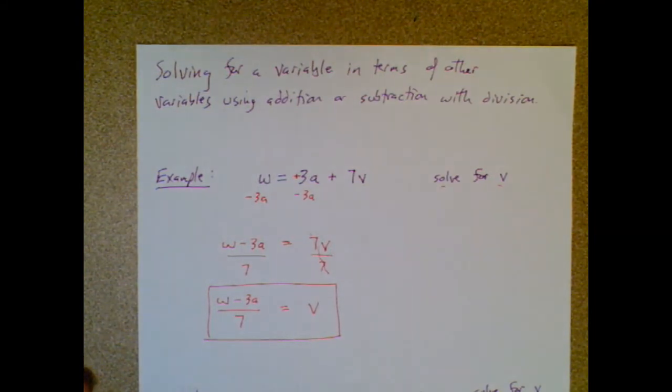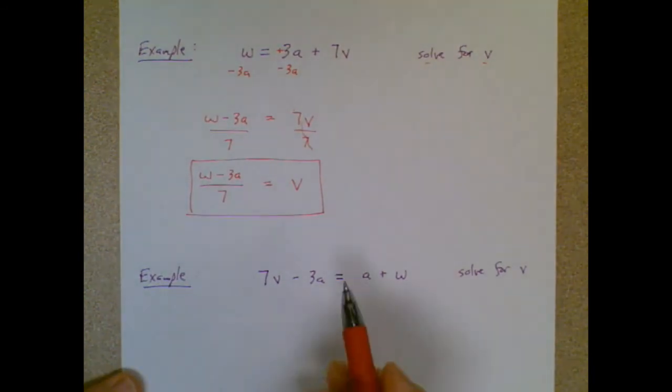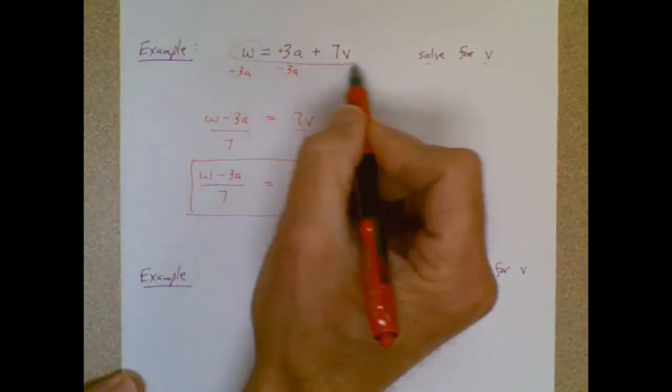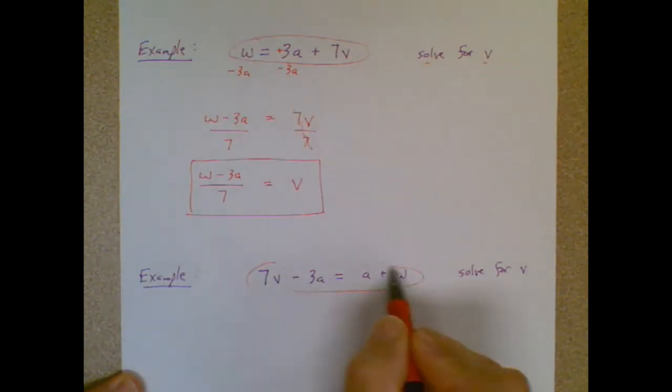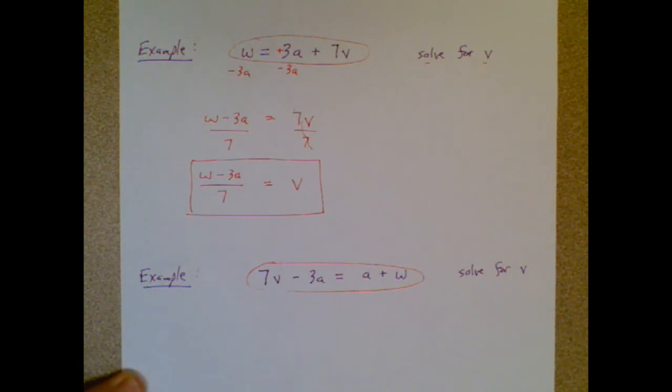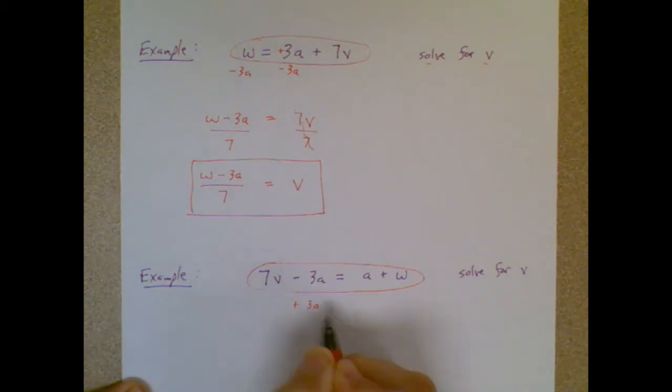Let's do one more example. I'm going to soup up the equation a little bit. So if you look at our original equation, our second example has a little bit more complicated equation, but I'm still going to solve for v. So using the same idea, to get v by itself, I've got to get rid of this minus 3a. I'll deal with the 7 later.